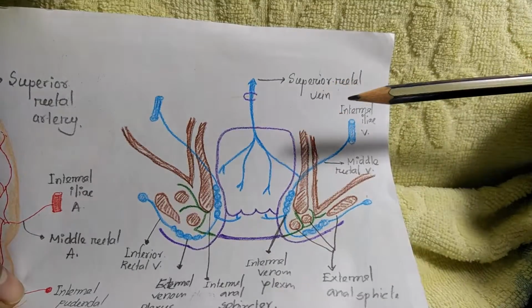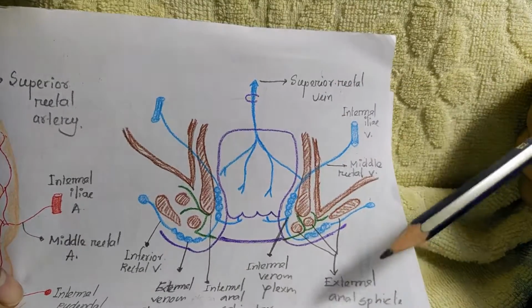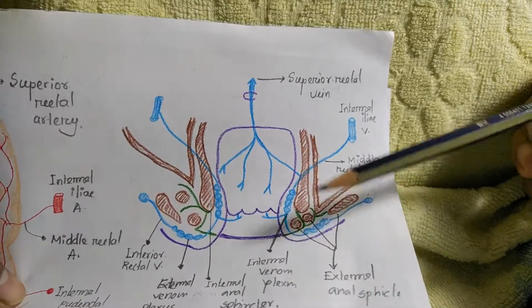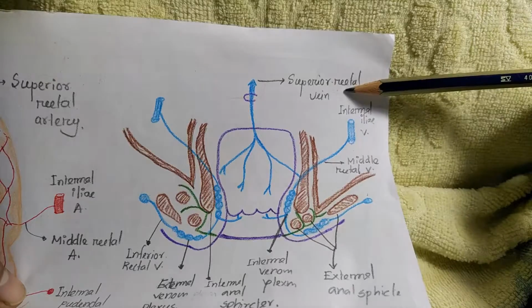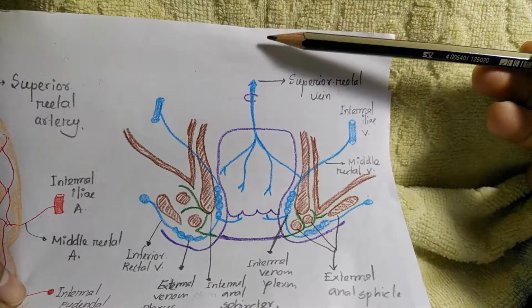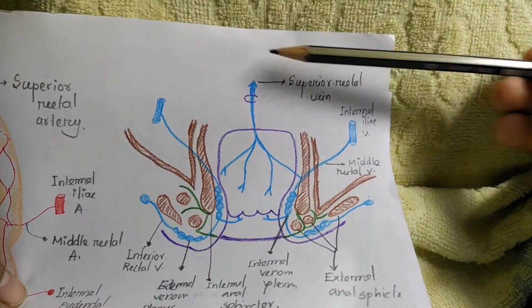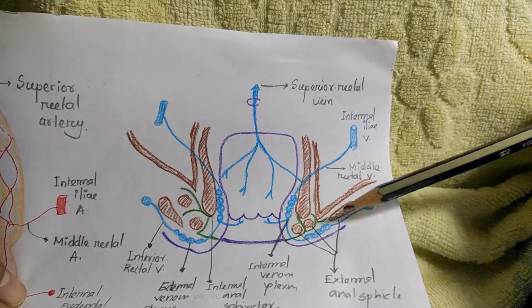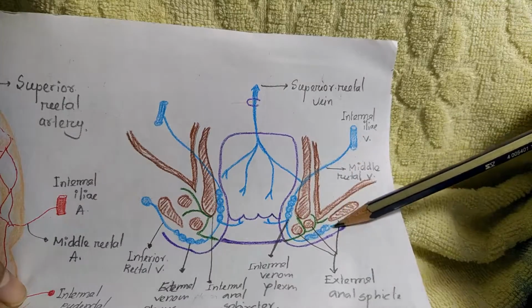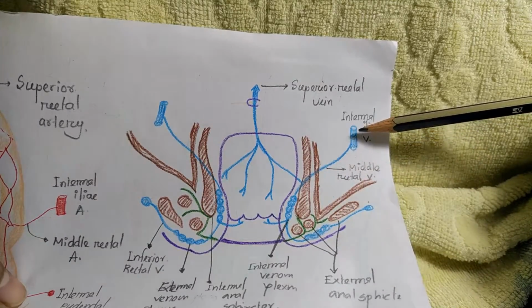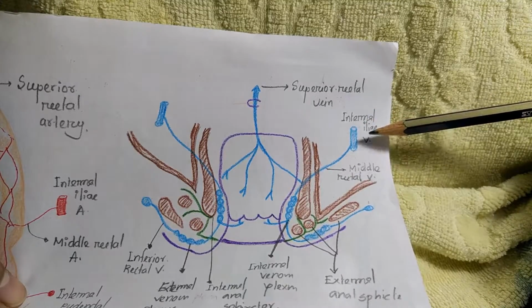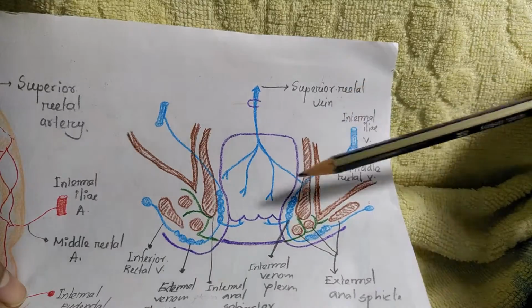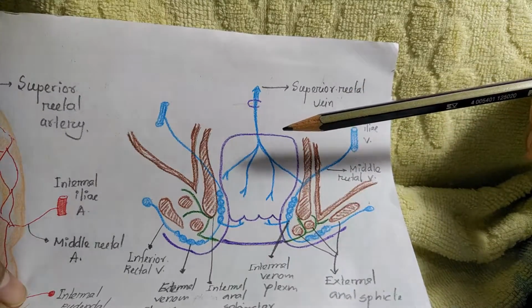Now, the systemic and portal venous drainage are different, because the superior rectal vein gives venous drainage to the portal vein, but the middle rectal vein and inferior rectal vein, those 2 veins, will ultimately drain into the internal iliac vein. This is the systemic vein and this is the portal vein. So we must not amalgamate these 2.